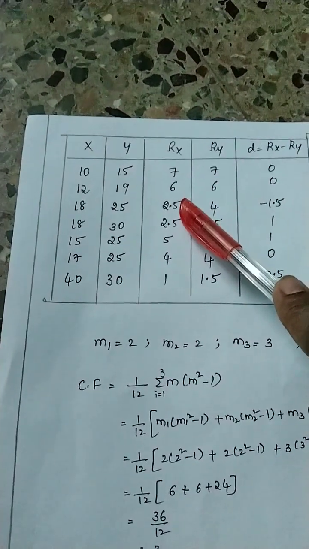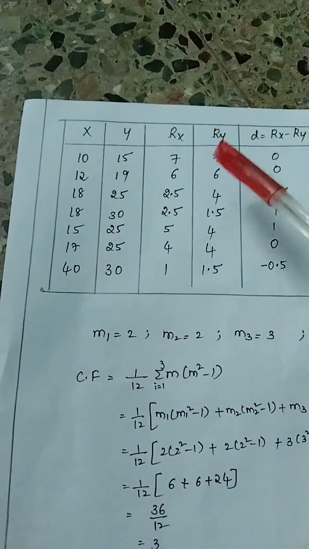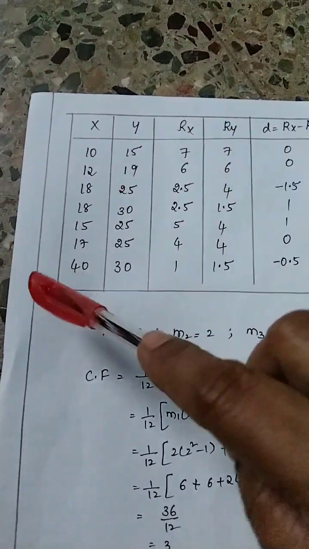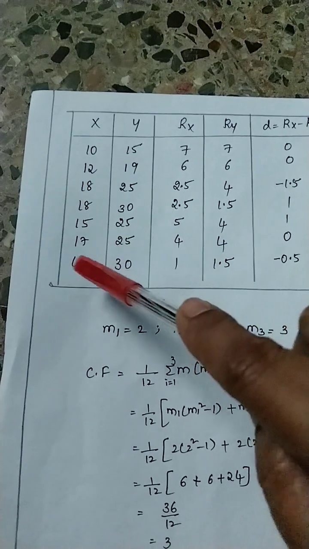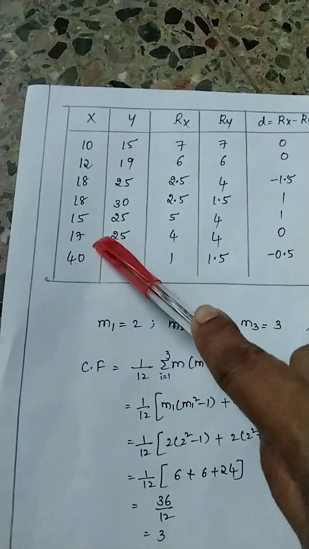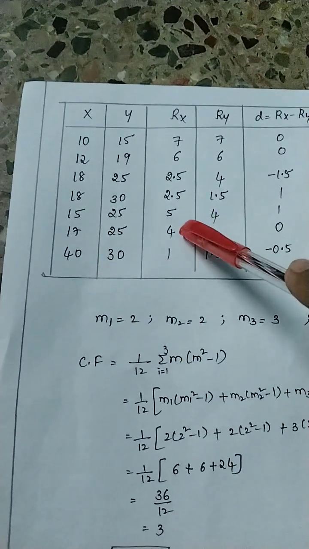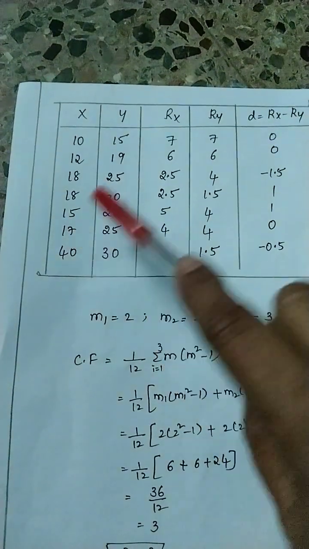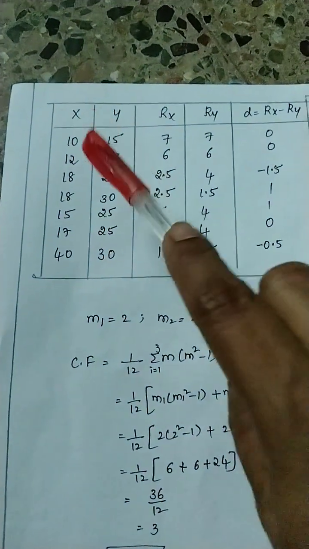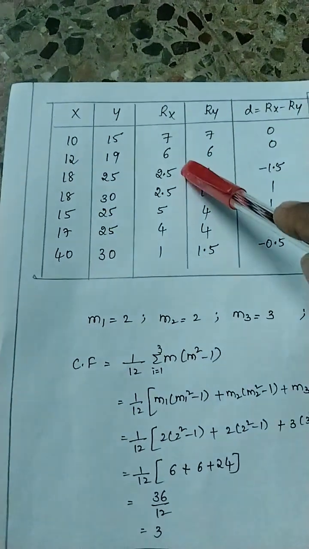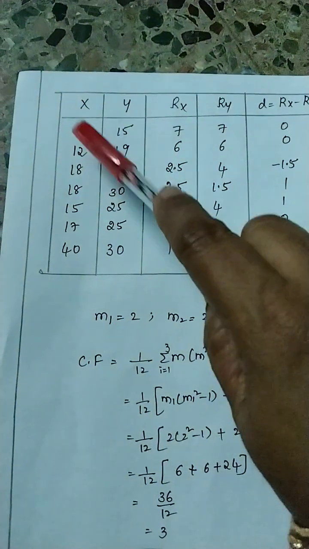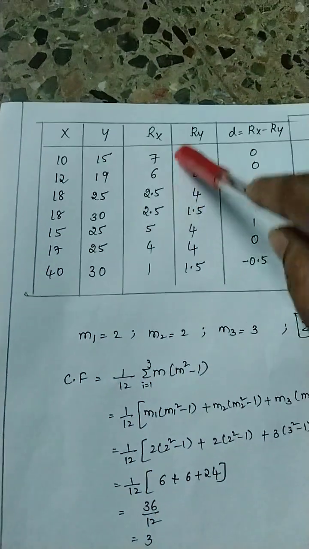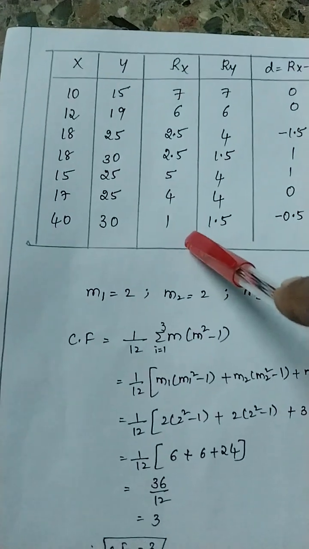What is the next successive rank? After completion of the third rank, you are going to give the fourth rank. After 18, the next least value is 17. So for 17, you are going to give the rank as 4. Now what is the next least value? 15, which is given 5. What is the next least value? 12, which is given 6. And the last value, that is 10, is going to be given the rank 7. So this is the rank for the x value.